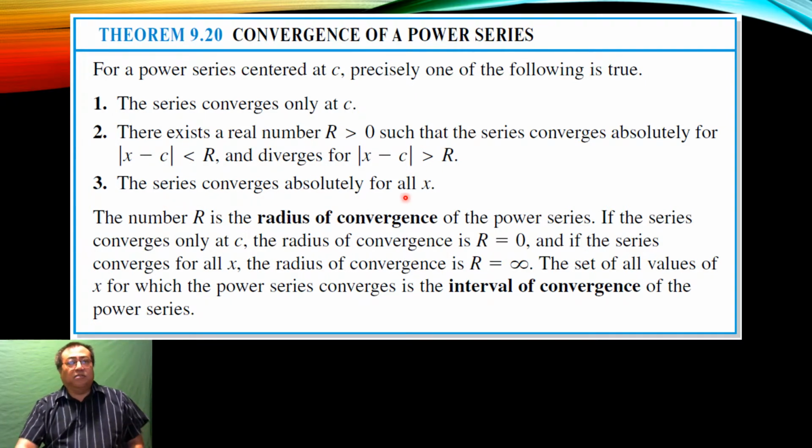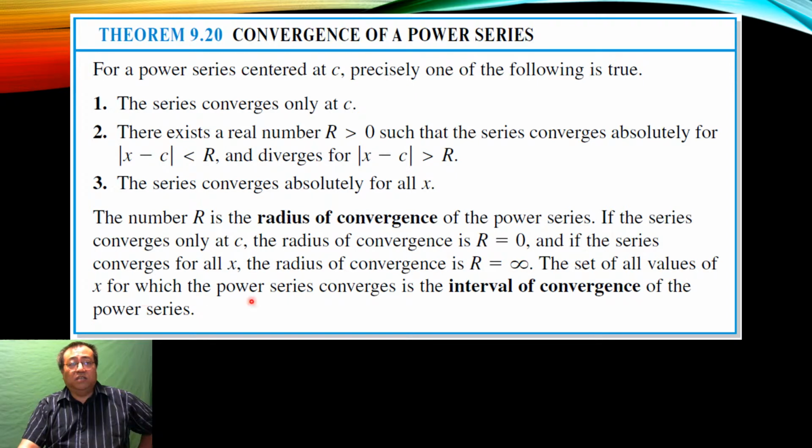So the three cases. The first one is a radius of 0. The second one is a radius of some positive value r, and the third one is that it converges for everything, for all values of x, meaning it has an infinite radius. So that's the three levels. If the series converges only at c, the radius of convergence is R equals 0. If the series converges for all x, doesn't matter what the x value is, R equals infinity.